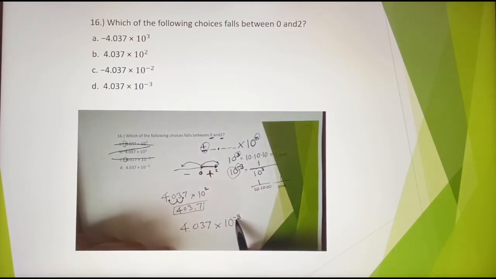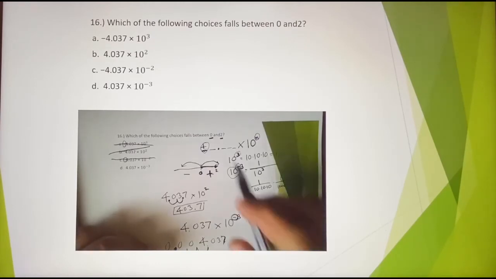Since we know it's going to be a small number and it's got a negative, we're going to move the decimal place to the left that many places. So I got 4.037, and I'm going to move the decimal place to the left 3 times. 1, 2, 3. So I've got a 0 here, and for all these I'm going to put a 0. So it's 0.004037, which is a small number.